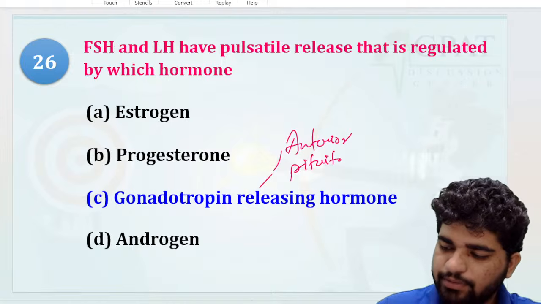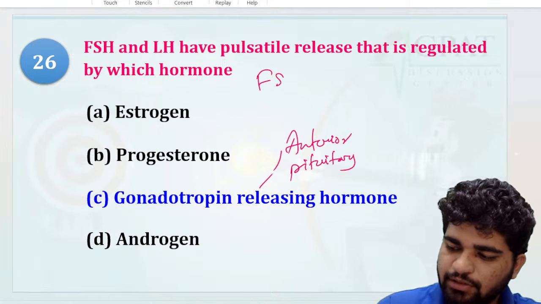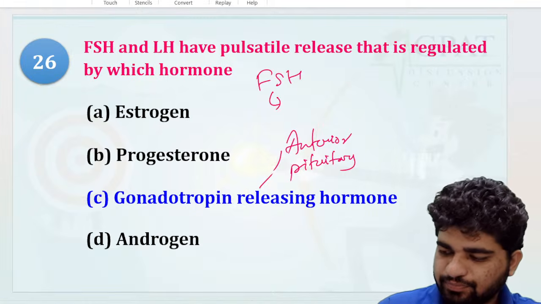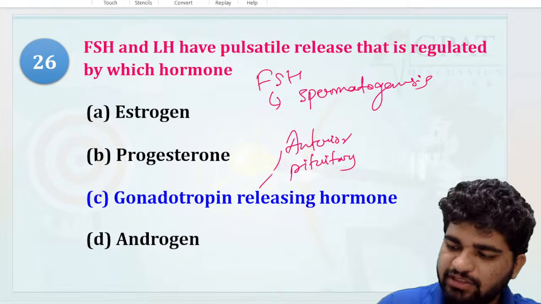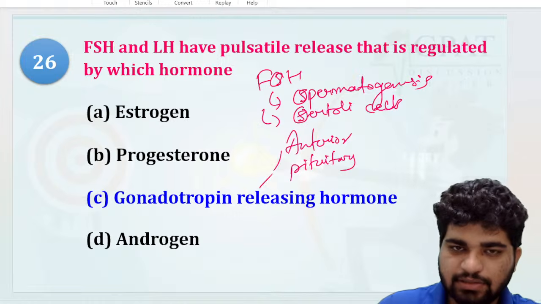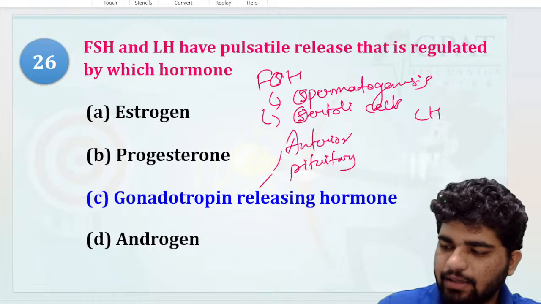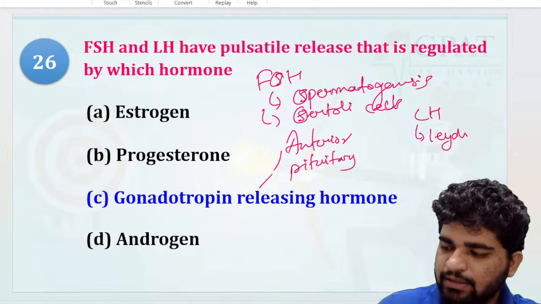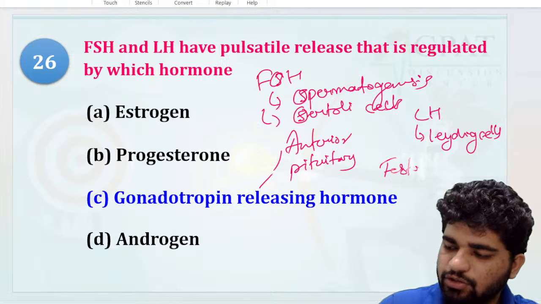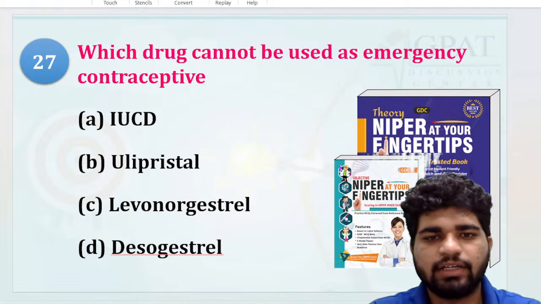Anterior pituitary. If I talk about FSH, then it is responsible for spermatogenesis in males, and release from Sertoli cells. S and S. Leydig cells: L for luteinizing hormone and L for Leydig cells, and responsible for the production of testosterone.